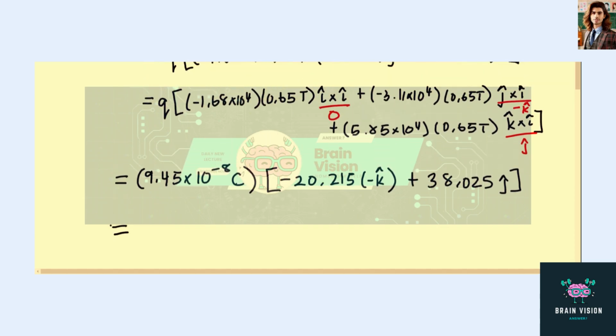So let's see. The two negatives there are going to cancel out. So we get 9.45 times 10 to the minus 8 times 20. Okay, so doing some rounding, we get 1.19 times 10 to the minus 3 newtons, k hat. And then we'll do the same thing, 9.45 times 10 to the minus 8 times 38. And that gives us 3.59 times 10 to the minus 3 newtons j hat.